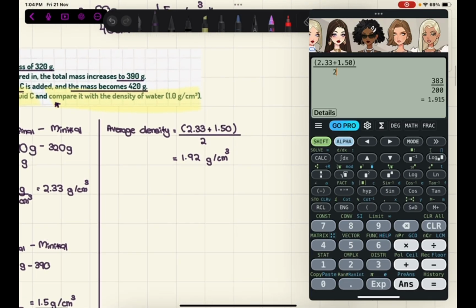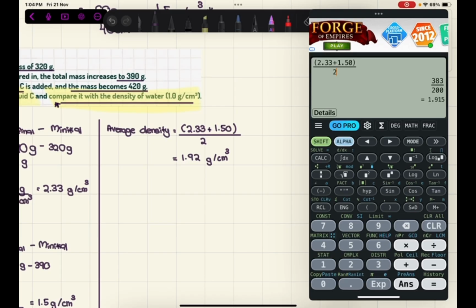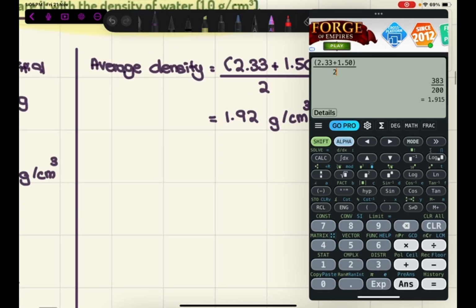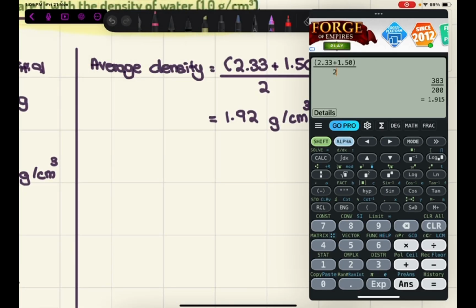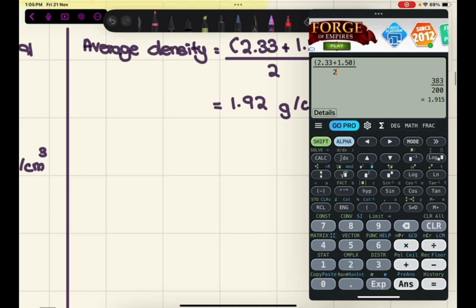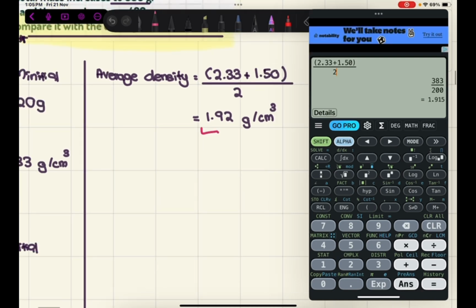But we have another question to answer. Compare it with the density of water, which is 1.0 gram over centimeter cube. So we need to compare it. I want to use pink color. Because 1.92 gram per centimeter cube is greater.